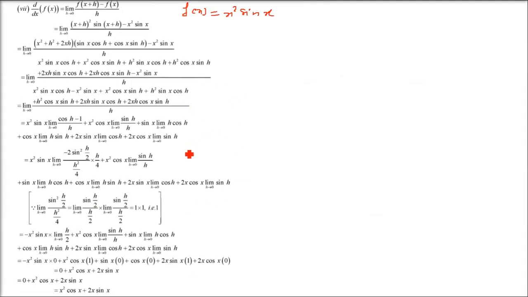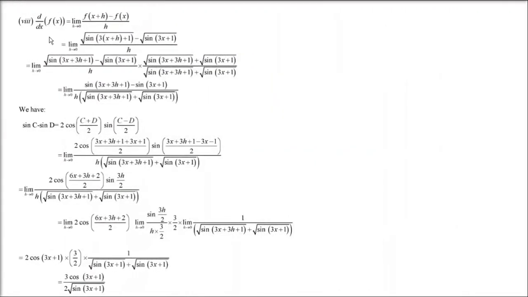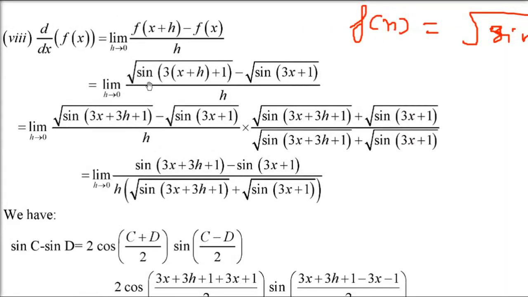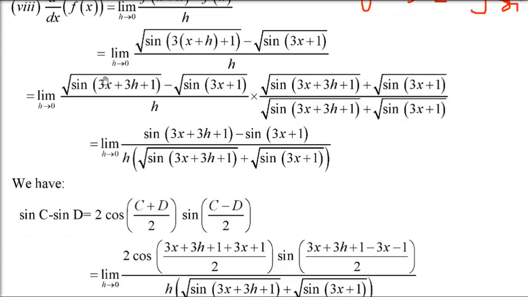Okay, so I'm not going to solve it because it will take a lot of time. Just explaining it to you here also. Now, under root sin 3x plus 1 is your f(x). Now see, under root sin 3x, we are putting x as x plus h. So 3x plus 3h plus 1, here sin 3x plus h.